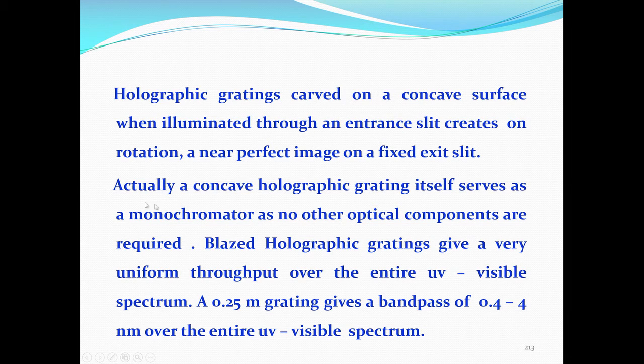The blazed holographic gratings give a uniform throughput over the entire UV range. That is the beauty of the blazed holographic grating. They give a uniform output over the entire UV visible range. So, a band pass of 0.4 to 4 nanometers over the entire UV visible range is obtainable.